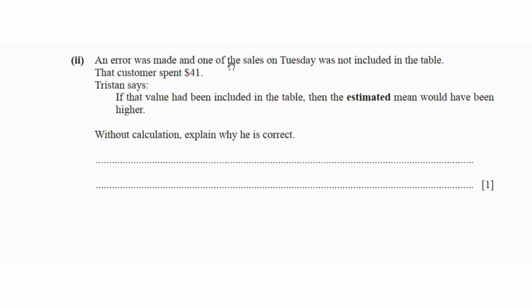Second part says an error was made and one of the sales on Tuesday was not included in the table. That customer spent $41. Tristan says if that value had been included in the table, then the estimated mean would have been higher. Without calculation, explain why he is correct. So if that value was included, it would be included in the 40 to 50 interval. And your mid value in this interval is 45.